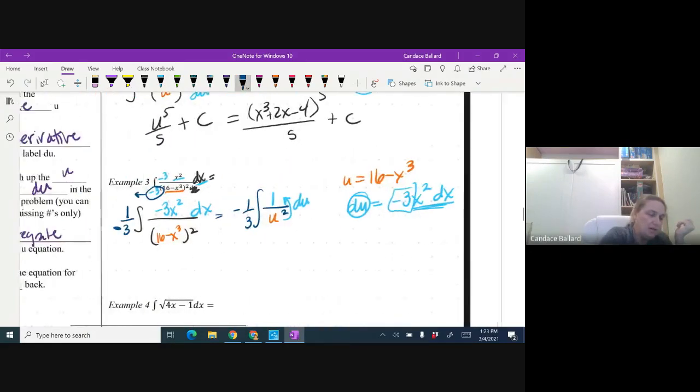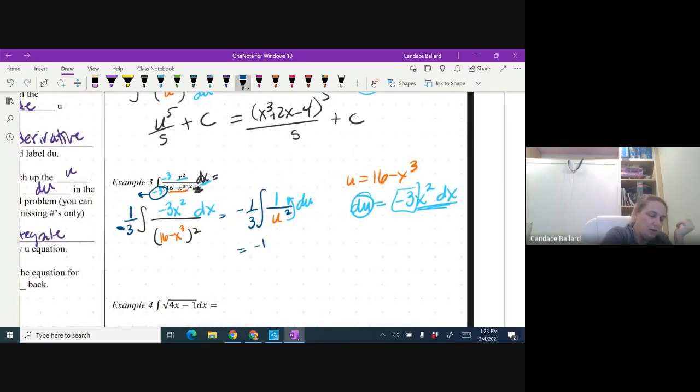Can you guys tell me in the chat, how do I move the u squared upstairs? Getting some things in the chat. I'm waiting just a little bit because I want to give everybody a chance.